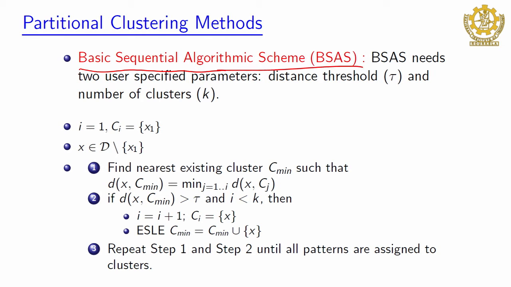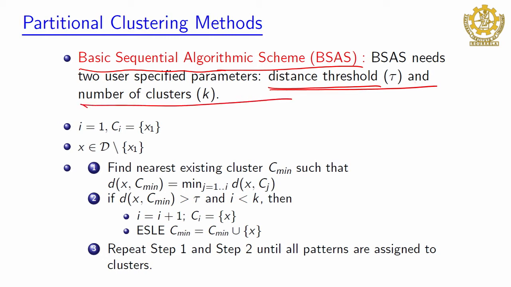BSAS needs 2 user specified parameters, that is the distance threshold and the number of clusters. Distance threshold means we will be using the Euclidean distance, and how many clusters I want out of this data set, that you have to specify as the user. That was the initial algorithm. Later state of the art algorithms do not need the user to define the number of clusters. So, it needs 2 parameters.